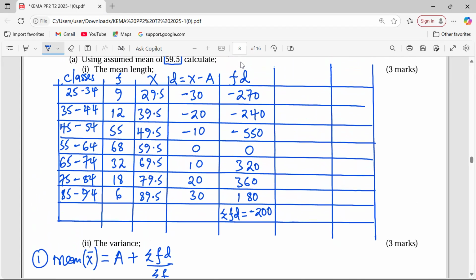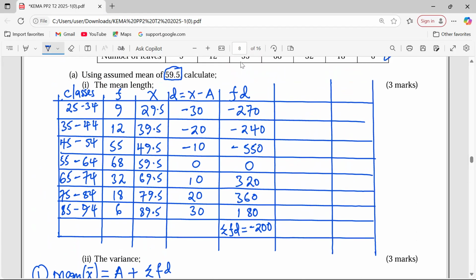Because we have the column for f, we can also get the summation of f by getting a cumulative frequency column, whereby we start with 9, the first frequency, then plus 12, that becomes 21. Then 21 plus the next, which is 55, gives us 76. 76 plus the next, which is 68, gives us 144. 144 plus the next, which is 32, gives us 176. For 194.